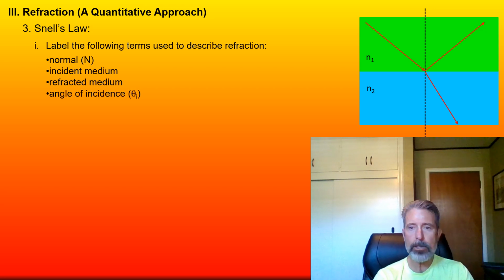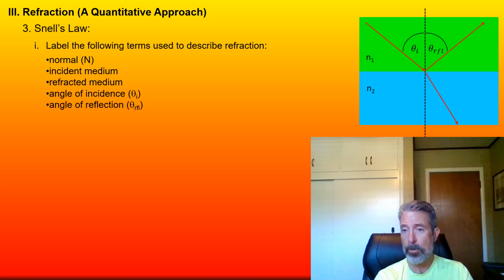So no surprise here, the angle of incidence, we talked about that before. The angle that the incident ray makes with respect to the normal. The angle of reflection, this is just a review, the angle that the reflected ray makes with respect to the normal. And now we can talk about an angle of refraction. The angle that that transmitted ray, the refracted or bent ray, makes with respect to the normal to the interface.